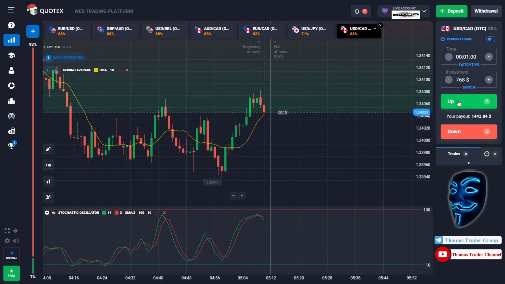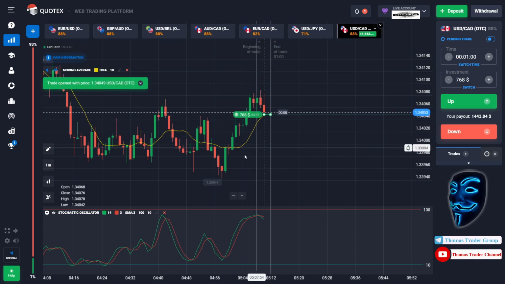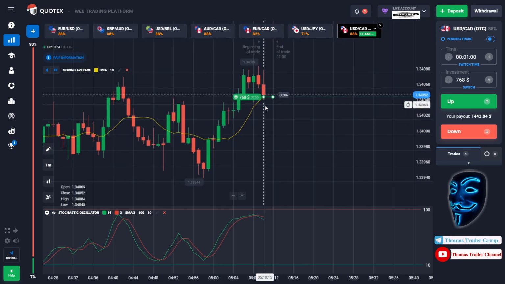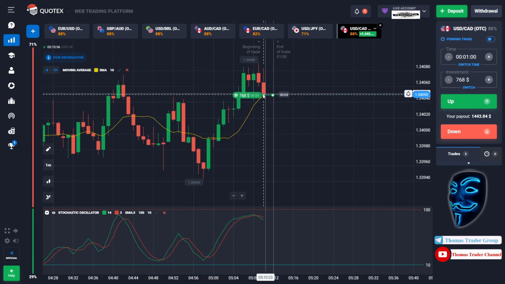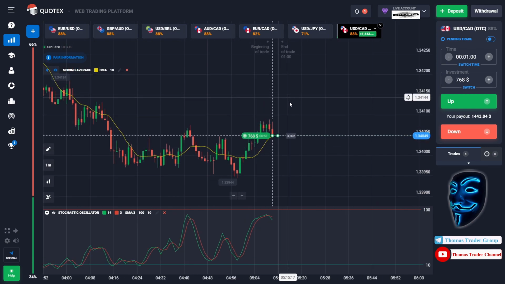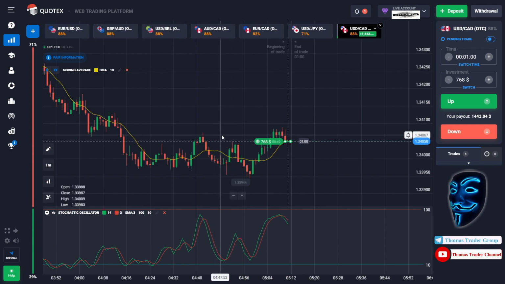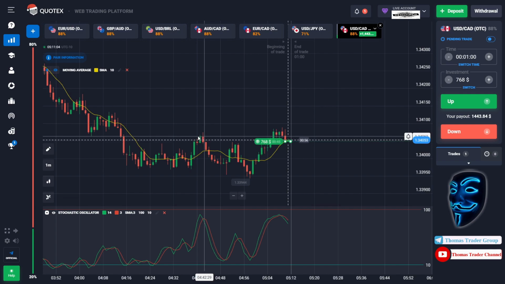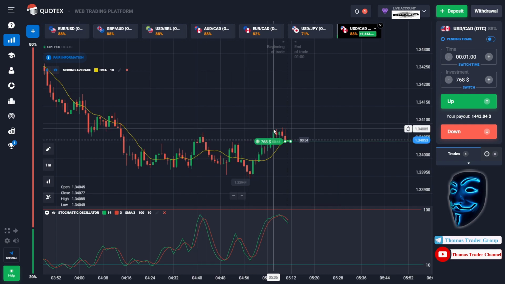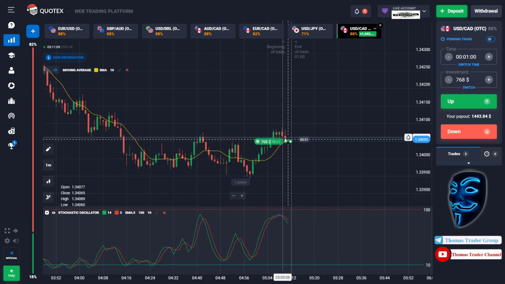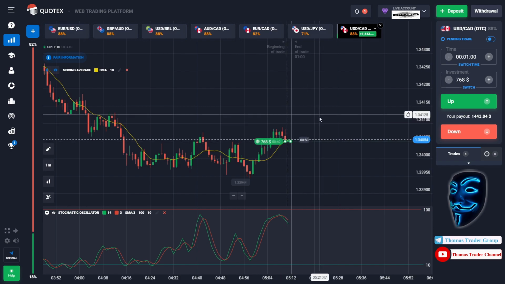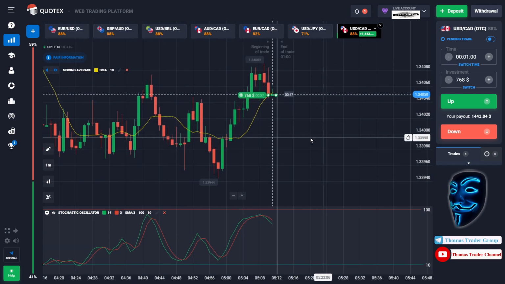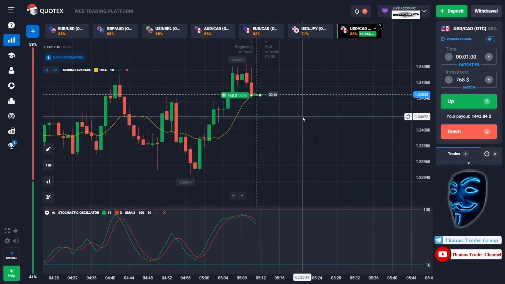Over here we can open buy for 1 minute. As you can see, the market is going bullish and the market has already touched the moving average line. When the market touches the moving average line, it will make a rebound. And as you can see over here, the market has broken the resistance area. When the market breaks the resistance area, it will make a rebound and it will make a correction to the moving average line before it continues the bullish trend. Let's prove it and let's wait till the end of our trade.